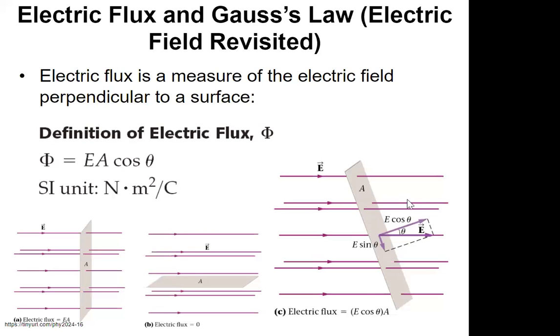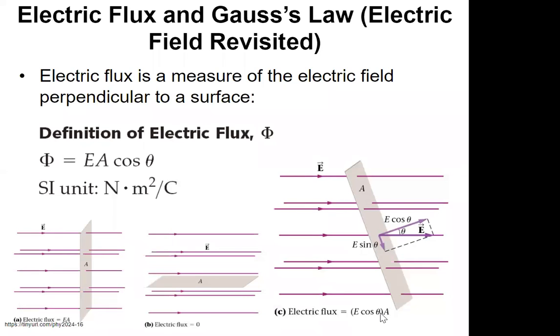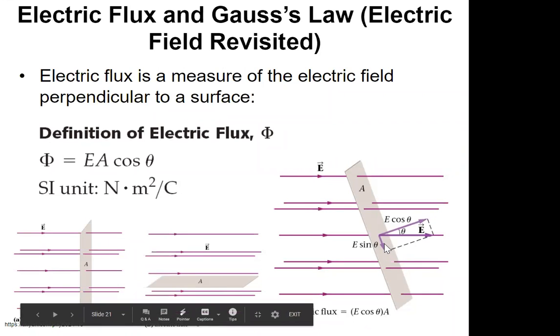You can also think about this by taking the component of the electric field that is parallel to the surface and another component that is perpendicular to the surface. The perpendicular component has flux of E cosine theta times A. The component parallel to the surface has zero electric flux. So overall it is E cosine theta A, which is the same as EA cosine theta.